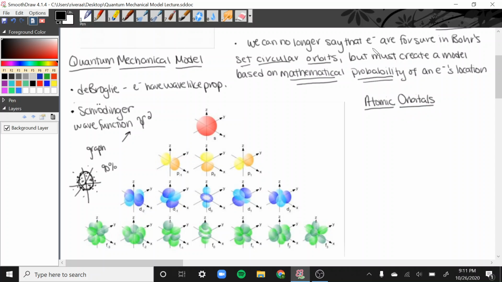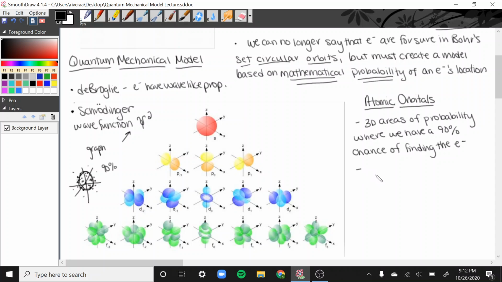So instead of Bohr's, I realize I'm like underlining everything, sorry. Instead of Bohr's set circular orbits, now these three-dimensional areas of probability are called orbitals. All right, so these are three-dimensional areas of probability where we have a 90% chance of finding the electron that we are graphing the wave function of.